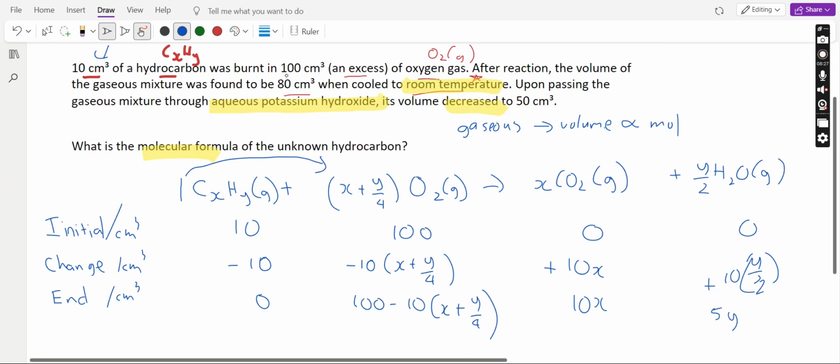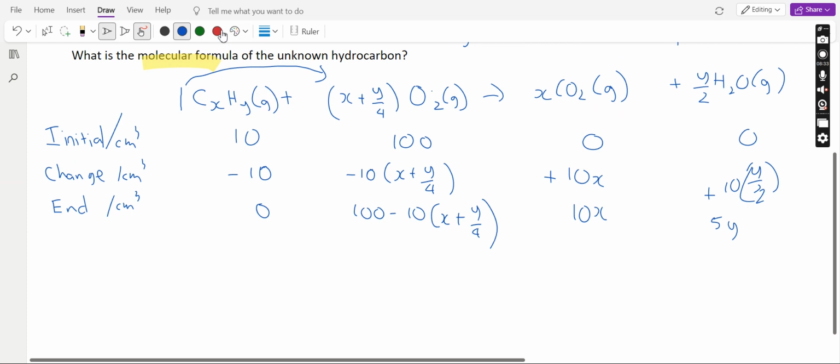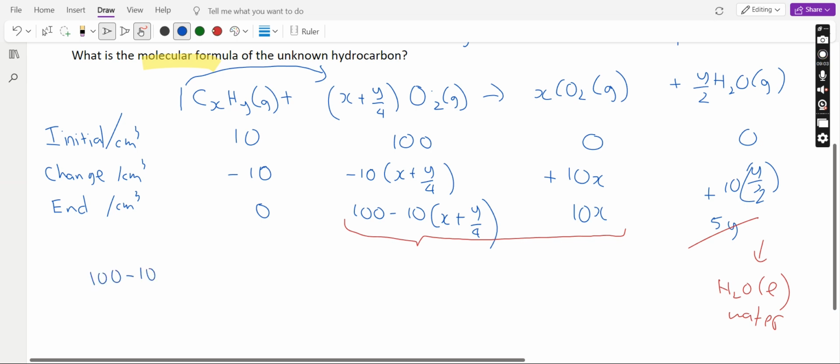Then they tell you that the final volume is 80 cm cube when cooled to room temperature. The reason why this is important is because at room temperature, your steam becomes liquid. It condenses back to form water. So all this volume is basically gone. So your 80 cm cube is just the excess oxygen and your carbon dioxide. So you can form this equation: your 100 minus 10 times x plus y over 4, plus 10x is equal to 80.